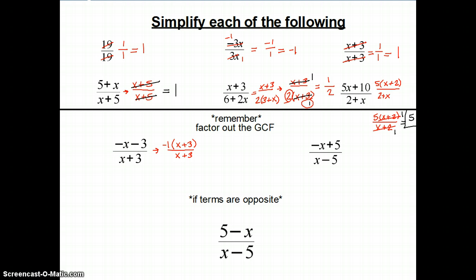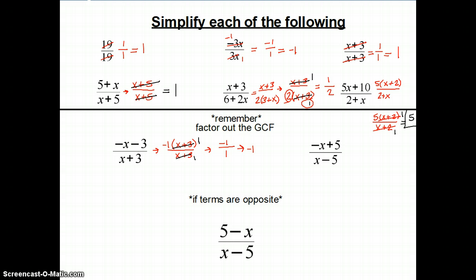Now I see a common factor of x plus 3, so I may cross this out of my numerator, leaving me with 1, and my denominator also leaving me with 1. So in the numerator, I have negative 1 times 1, which is negative 1, and in the denominator, I just have 1, leaving me with simply a negative 1.